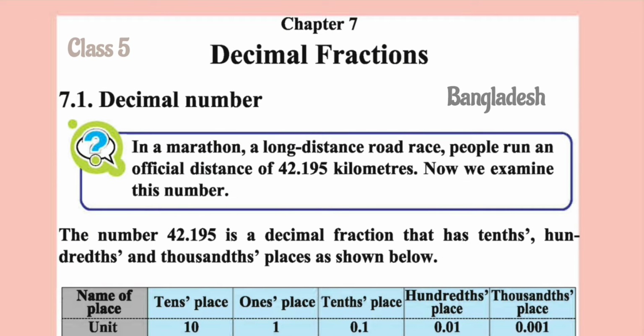Today we are going to discuss chapter 7, decimal fractions. You know the normal fractions, right? Any number which can be expressed as p by q, where p and q are integers, is a normal fraction.